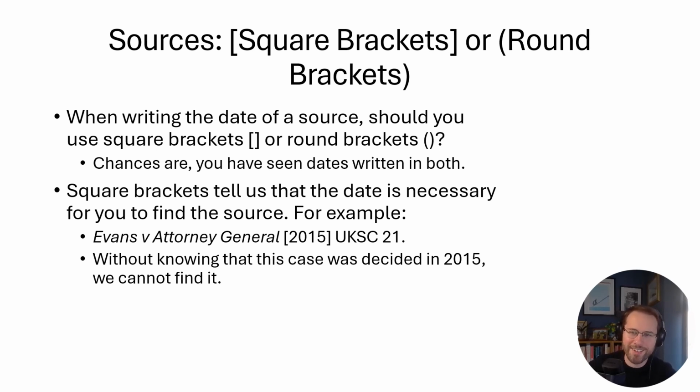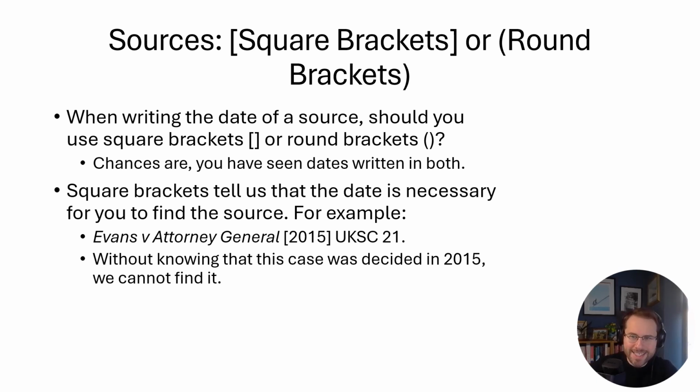Now, I mentioned square brackets or round brackets. This is a very niche little thing, but it's important to know in terms of being consistent and having an understanding behind it, so you don't need to think about it now that you know. When you're writing the date of a source, do you use square brackets or round brackets? Chances are you have seen both written down when you've looked at various sources. The difference between a square bracket and a round bracket is that a square bracket tells you that the date is absolutely necessary in order for you to be able to find the source.